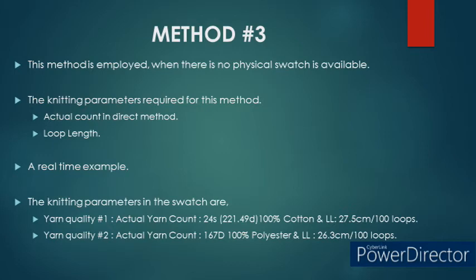Let's have a real-time example for this third method using the same swatch taken for method 1 and method 2. The actual yarn count in the fabric is 24's 100% cotton yarn. While converting it into direct count in denier, we will get 5315 divided by 24, which is equal to 221.49 denier, and 167 denier 100% polyester filament yarn. Their respective loop lengths in the fabric are 27.5 for 100% cotton 24's count yarn and 26.3 centimeter for 167 denier 100% polyester filament yarn.